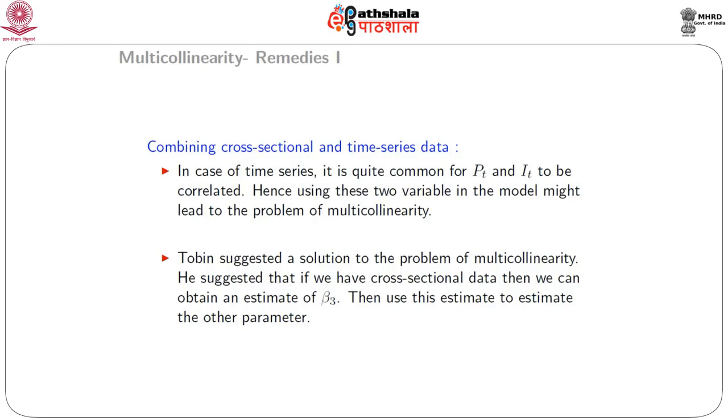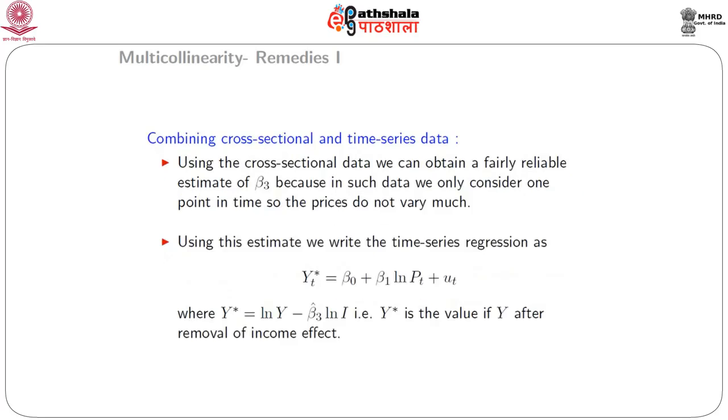Now, using cross-sectional data, we can obtain a fairly reliable estimate of beta 3, because in such data we only consider one point in time and collect data on price and income from different cross sections. Thus, we assume that the prices do not vary much with time.